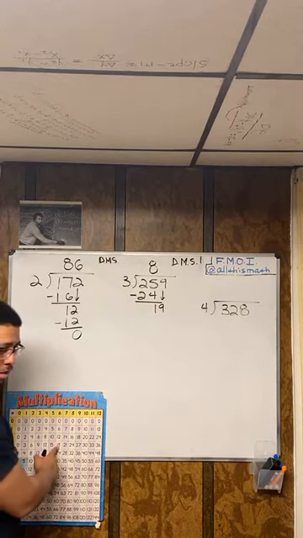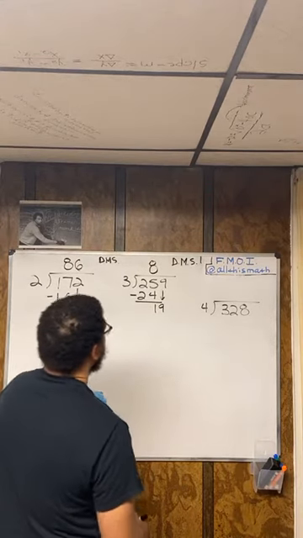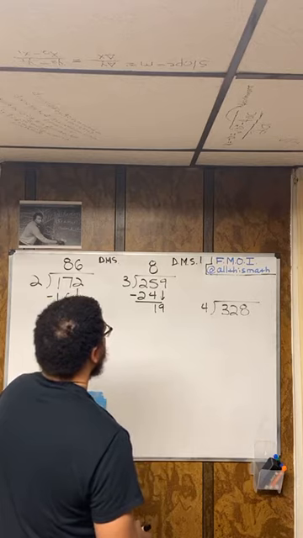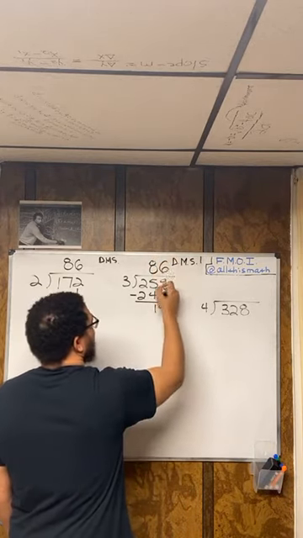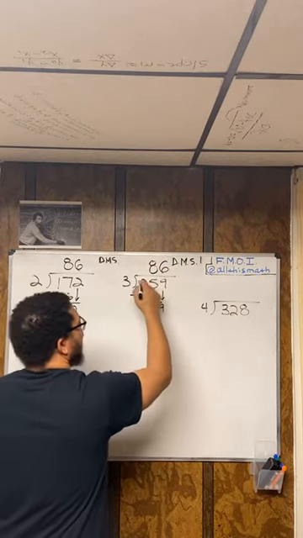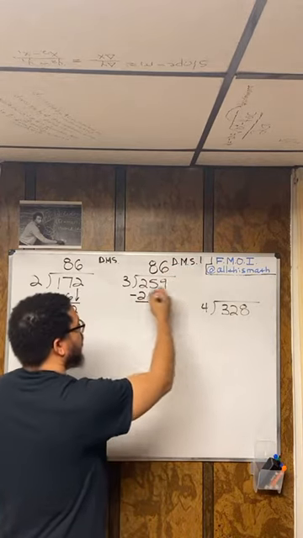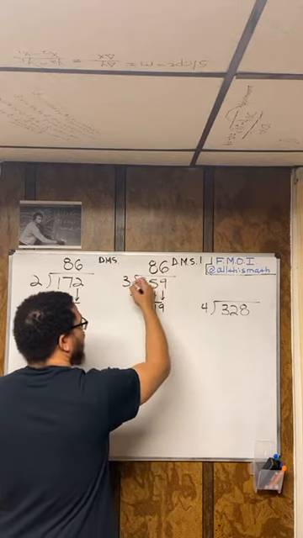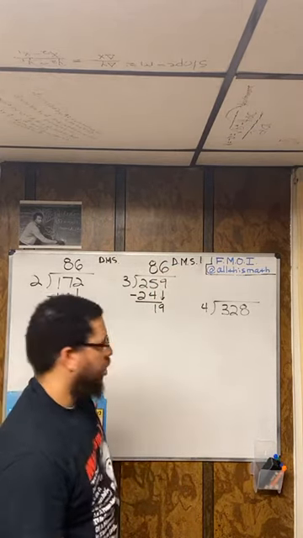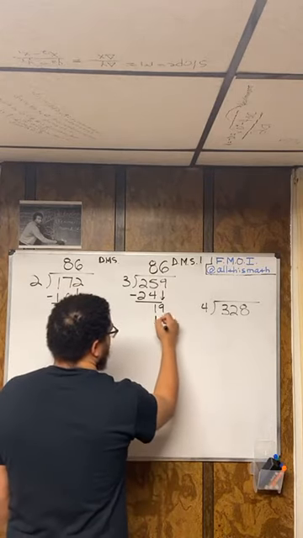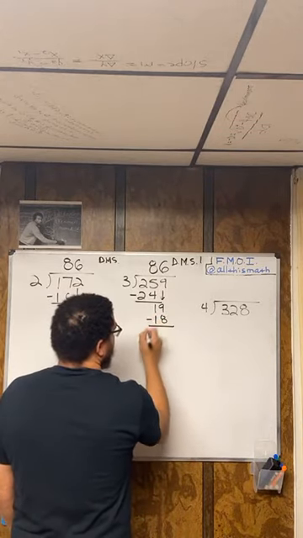How many? 6. 6, exactly, right? So that means that we write a 6 up here next to the 8. And now we do the second step, multiplication. So we do 3 times 6. And what is 3 times 6? 18. So then we write the 18 underneath of the 19.